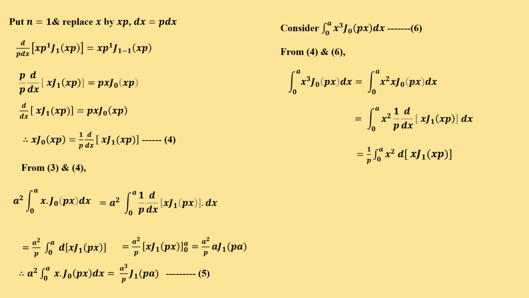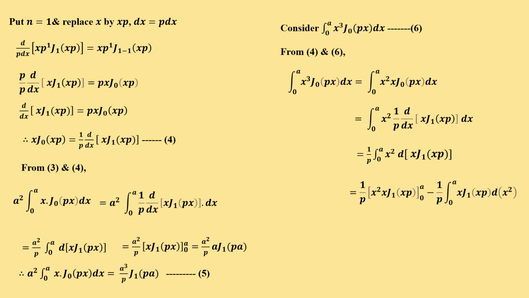So that is equal to 1 by p integral 0 to a x square. So d by dx and dx get cancelled. You will get derivative of x into j1 of xp. So that is equal to 1 by p x square x j1 of xp minus 1 by p integral 0 to a x j1 of xp into derivative of x square. Now we have two functions. One is x square. Another one is the derivative of x into j1 of xp, right?